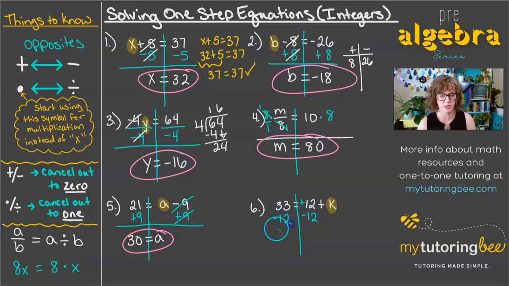All right, so let's subtract 12 from both sides of the equation. That's going to cancel out our 12 here, equaling 0 plus k, or just k. And then equals, and then 33 minus 12 gives us 21. So that is our solution for that one.